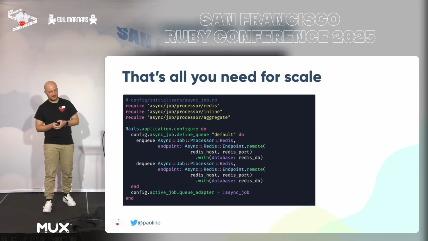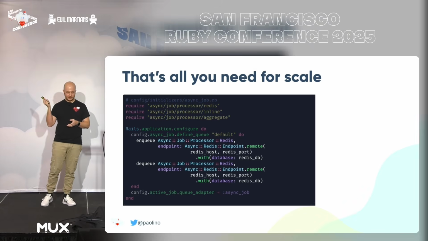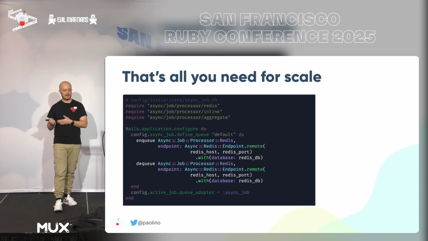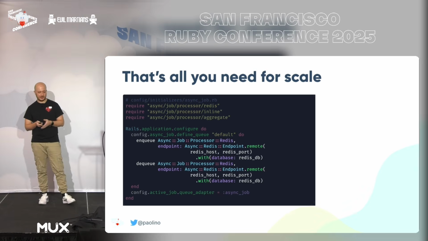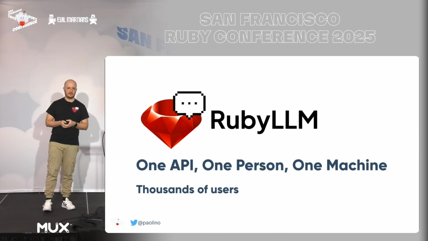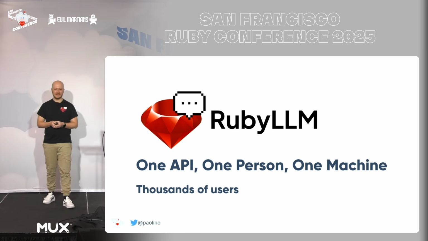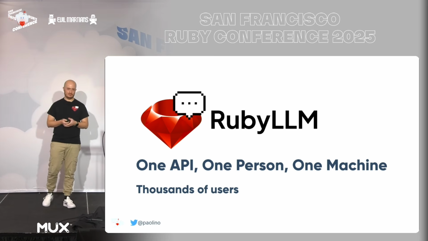And this is your initializer for async job. It looks complicated, but it's really simple. You have two functions here. One is the enqueue, and one is the dequeue. And you basically process everything through Redis. So you need to enqueue it in Redis, and you need to dequeue it from Redis. And this is how you declare it. And that's it. This is RubyLLM in as short as possible. It's the one API for one person and one machine's thousands of users.